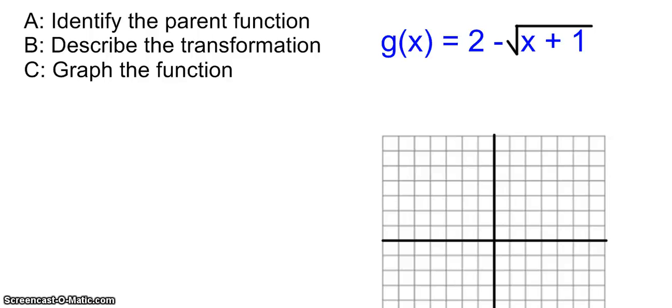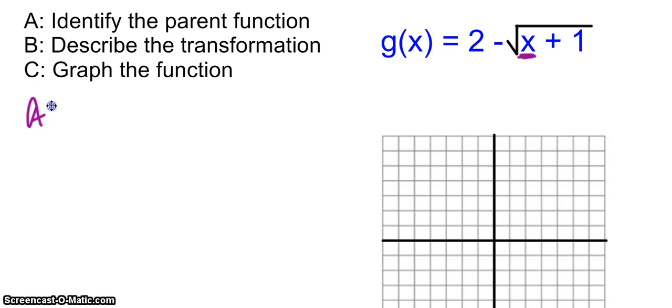Identify the parent function, describe the transformation, and graph the functions. We're going to do a little bit of curve sketching here. First of all, you have to think about your starting variable of x. What is the overall function being done to x? Well, the parent function is going to be taking that square root.